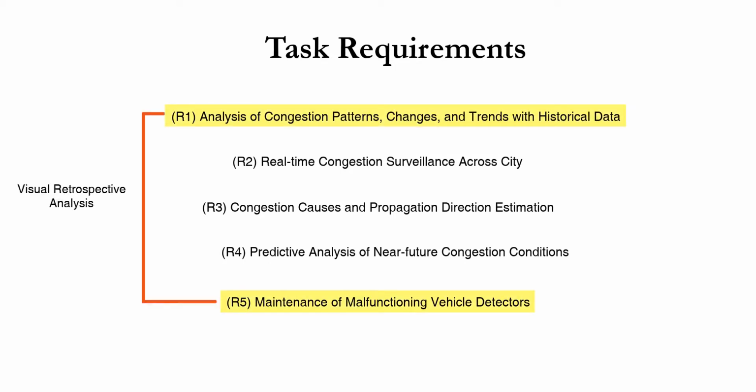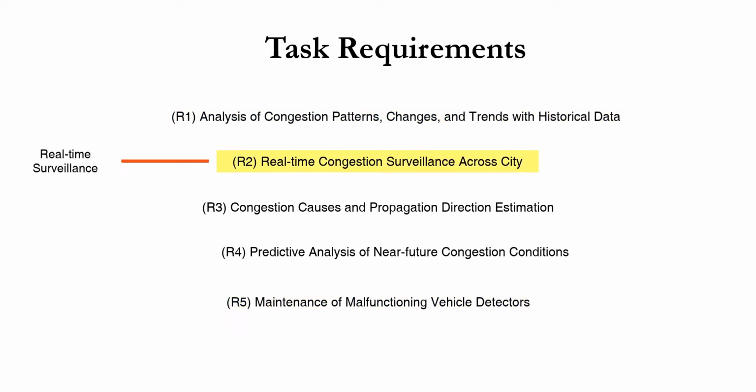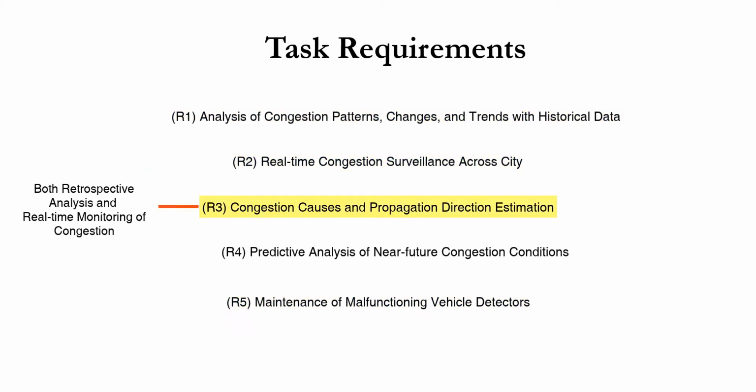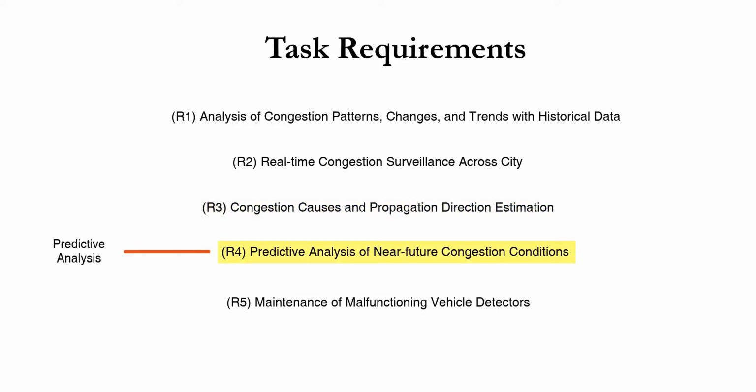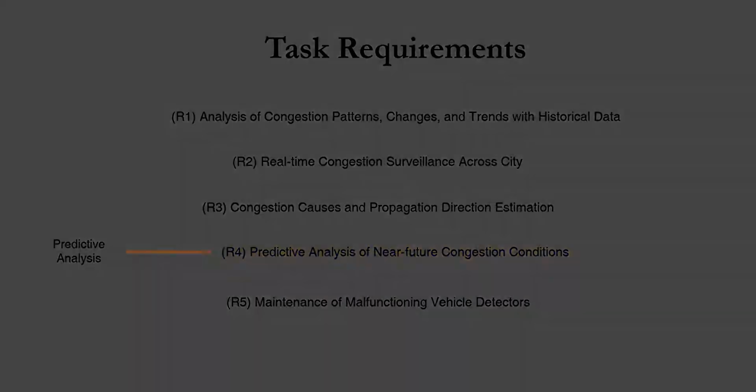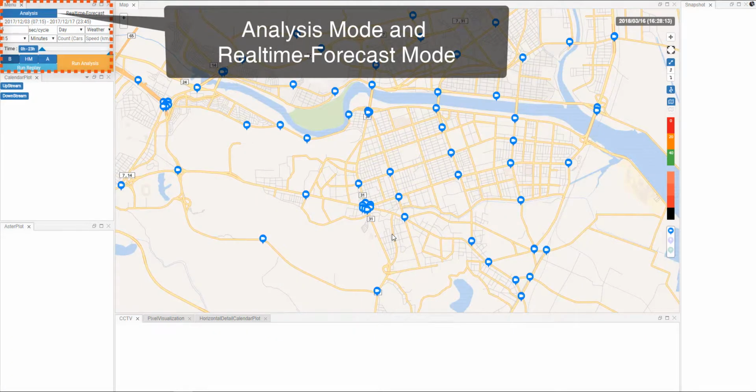Here, the first and fifth requirements are for retrospective analysis, the second requirement is for real-time congestion surveillance, the third requirement is needed for both retrospective analysis and real-time monitoring, and the fourth requirement is for predictive analysis. There are retrospective analysis and real-time forecast modes in our system.